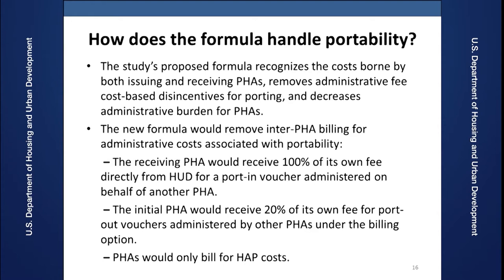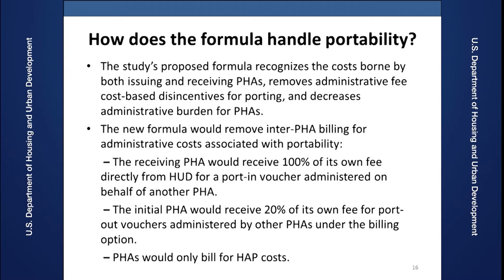So an important aspect is how the formula handles portability. The study found that agencies with a higher number of port-ins had higher than average costs, supporting the theory that there is additional time associated with processing port-ins and with working with issuing PHAs. So the new formula recognizes the costs borne by both the issuing and the receiving PHAs, and it removes the administrative fee cost-based disincentives for porting and decreases administrative burden for PHAs.